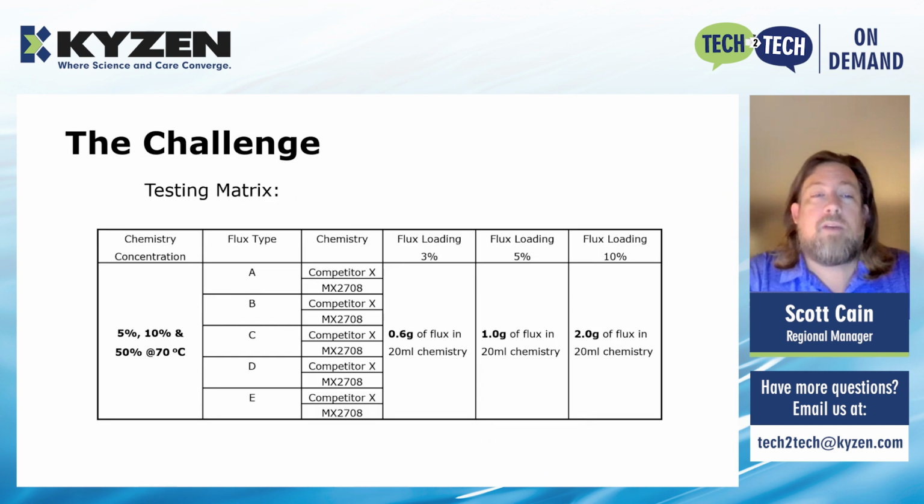So we put together a matrix such as this. And we actually had 3 of these due to the fact that the concentration was at 5%, 10%, and 50%, as you see on the left. So you can see the different flux types, the chemistry, the competitor, and the Micronox 2708, and the flux loading at 3, 5, and 10%. And the numbers that are there right now are just the math of how much 3% of 20 milliliters is.